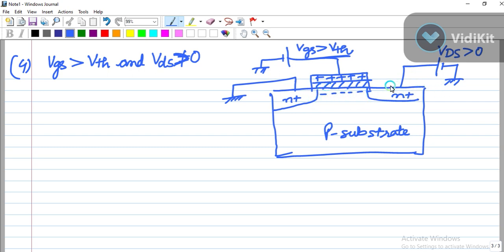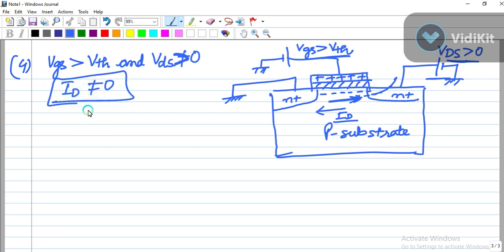Okay, now because of this VDS, the electrons will be attracted and will start flowing in this direction. Okay, there will be one electric field because of this VDS, and the electrons will flow in this direction, and there will be a flow of current ID in the opposite direction. So in this case, ID is not equal to 0. Okay, there is some drain current. ID means drain current.